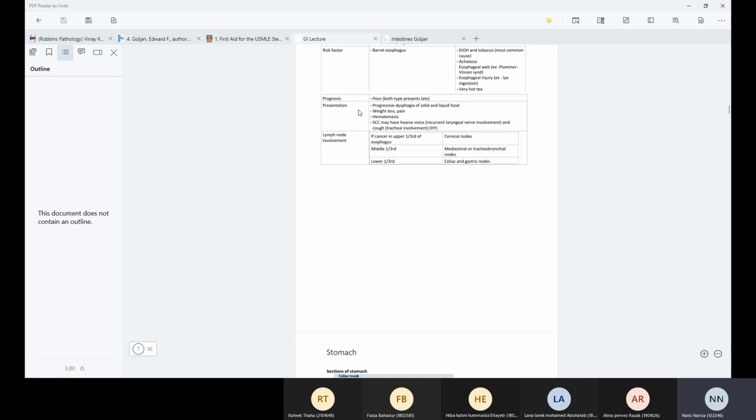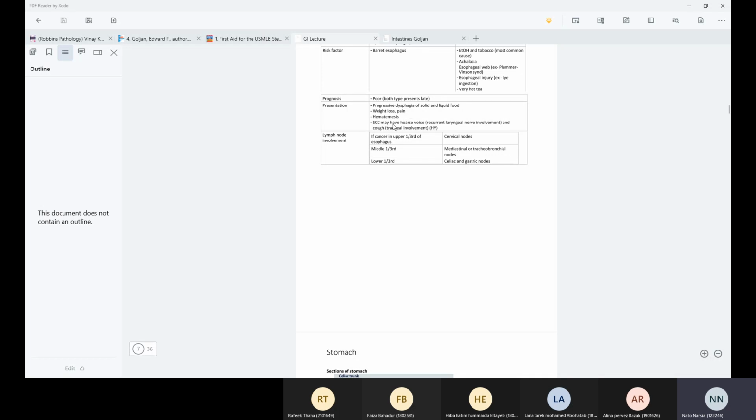metastasized. Presentation, I pay attention. Progressive dysphagia, I mentioned in the beginning. Progressive dysphagia is important here, of solid and liquid food. Where else do we find solid and liquid food dysphagia? We find it in achalasia. You know, like all tumors, you will find weight loss, cachexia, pain. You will find hematemesis because the tumor invades surrounding tissue and damages blood vessels. So hematemesis is a common feature here.